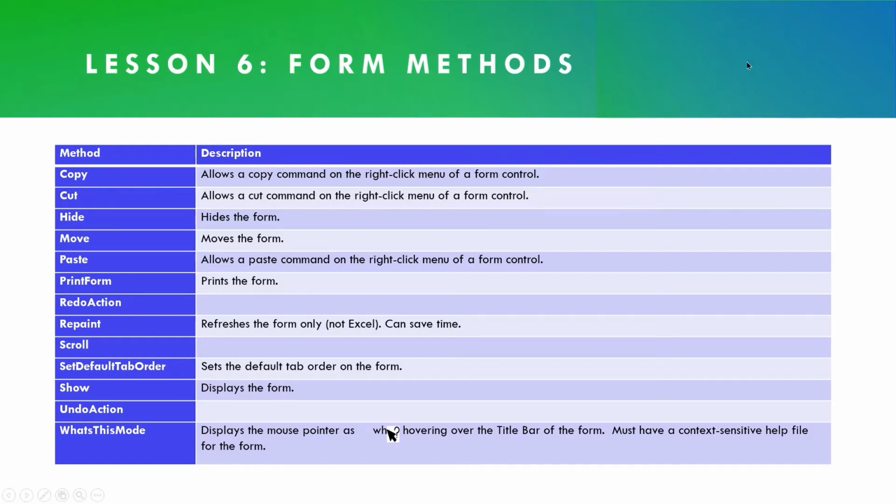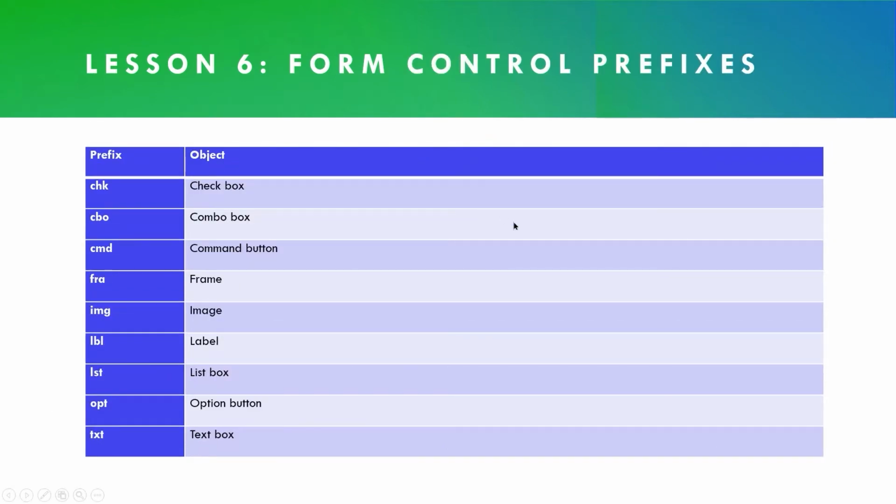The one that I do want to cover with you now is form control prefixes. We've used lowercase mod as a prefix for a module. And so if you're looking at them in a list, you'll see them all begin with mod. We have prefixes for form controls, and I'll guide you through these as we use them. But for example, chk would be a checkbox. cbo is a combo box. And we'll be utilizing these throughout the lesson.